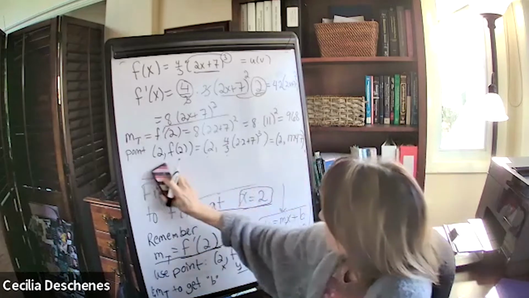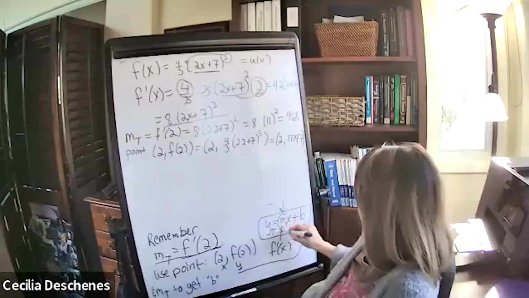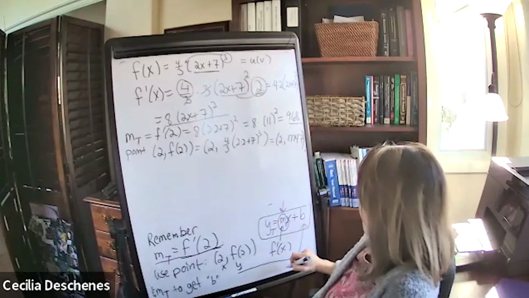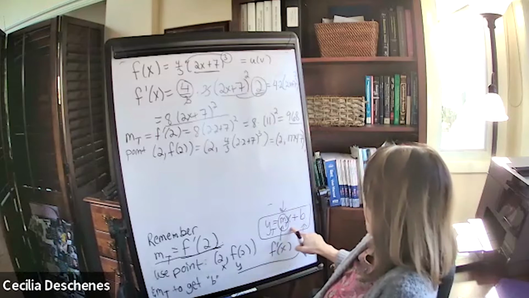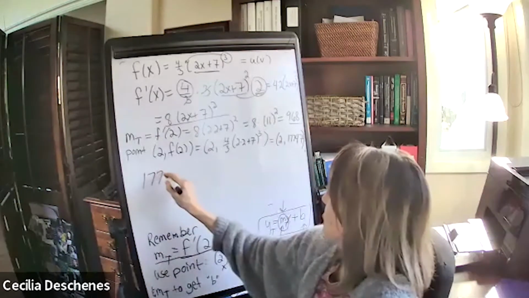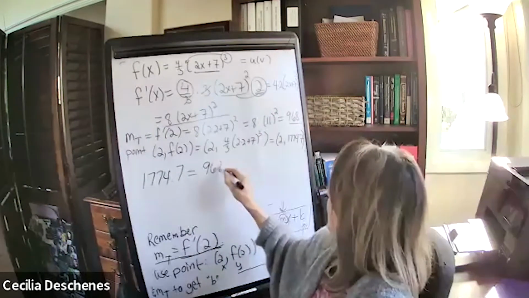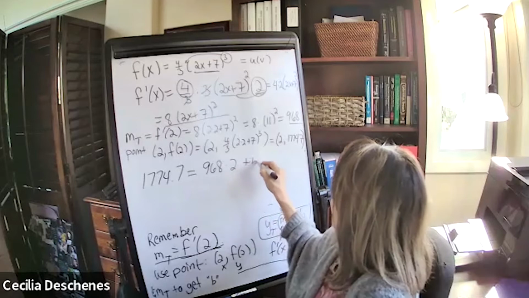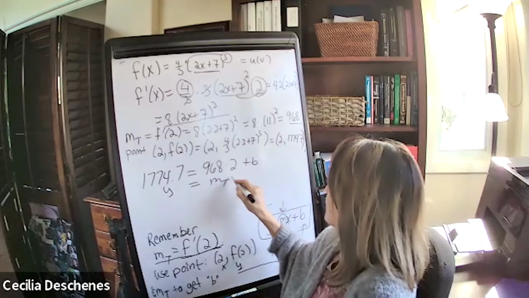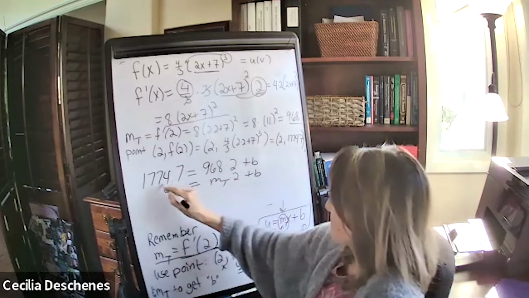All right, so now that we have a point, so we got our slope, that was 968, and now we need to find b to get our equation of a line, of this tangent line. So we're going to plug in the point in here and solve for b. So I get that 1774.7 equals 968 times 2 plus b. This is y equals m, the slope of the tangent line at 2, plus b.